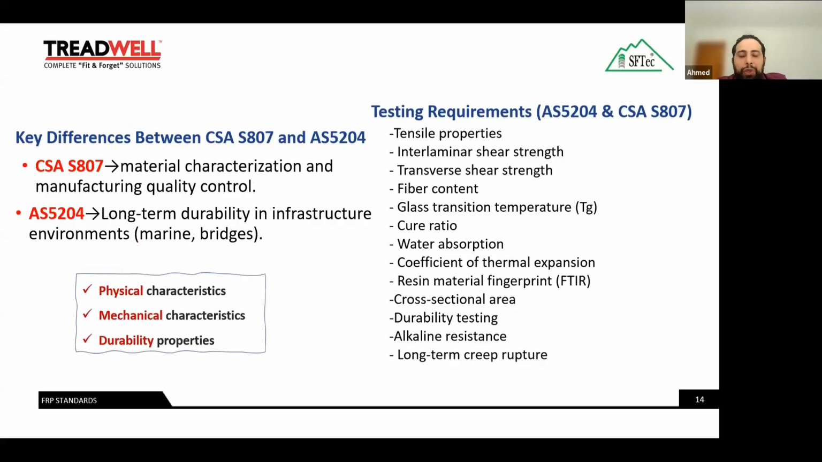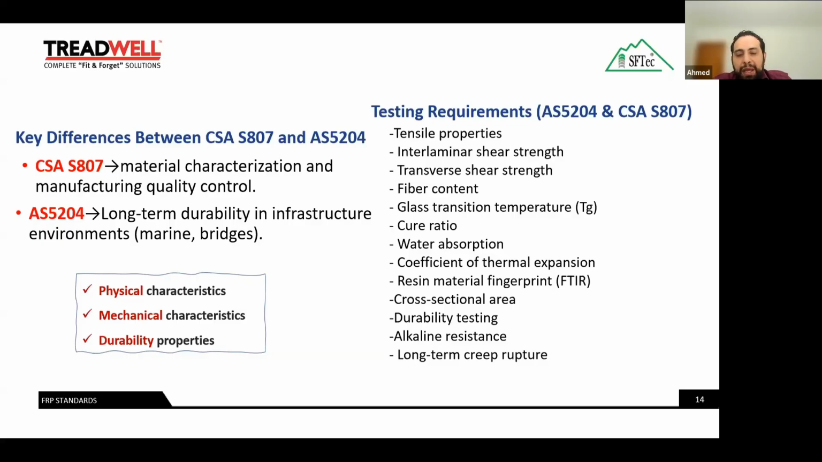Here we can see both CSA S807 and AS5204 include extensive testing requirements. Both specifications have the same testing requirements. On this point, because we have a lot of questions specifically about it: if we are certified with CSA S807, is it good for us? Yes, because both specifications include the same testing requirements. Okay, why do we need to do this test again if we have the same requirements?